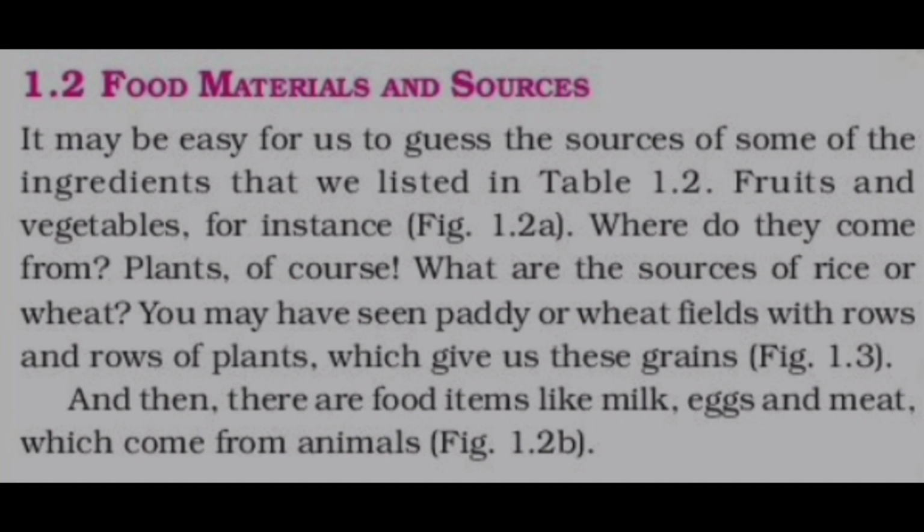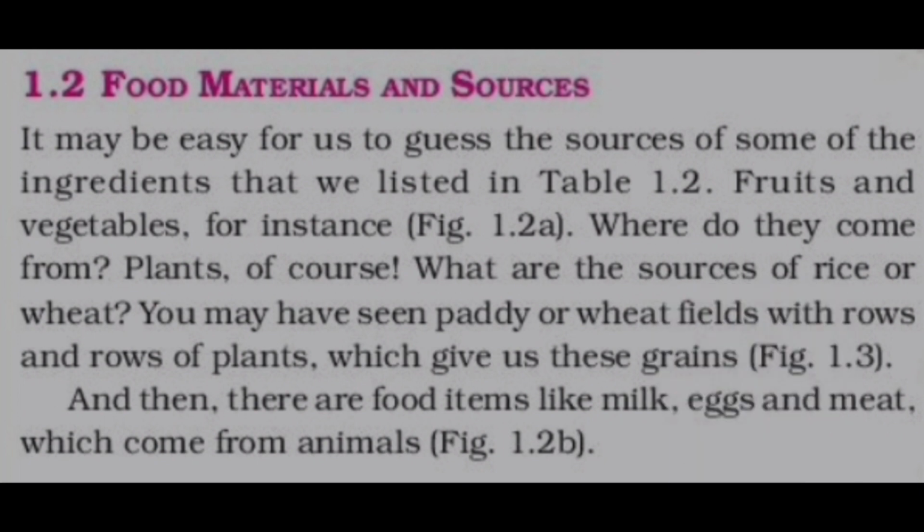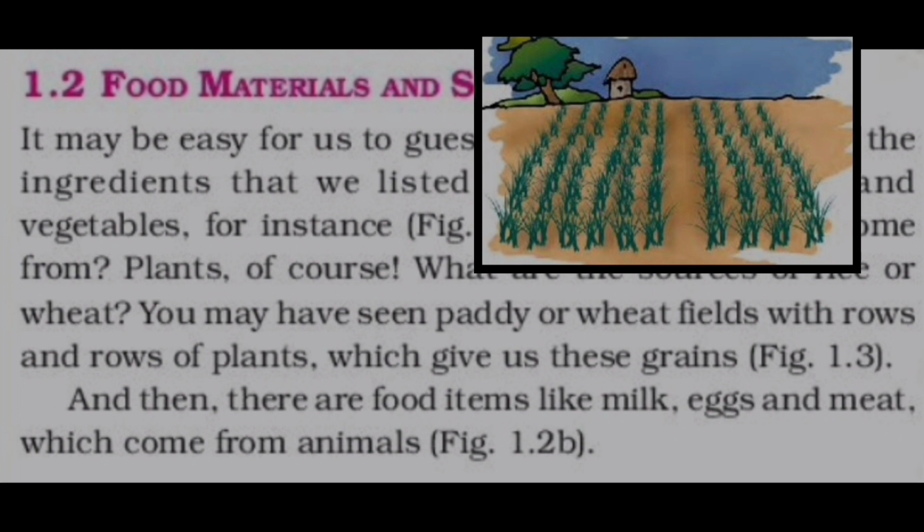Now every kind of food we cook has ingredients, and all these ingredients come from some other sources, like some come from plants while some come from animals. Food materials and sources. It may be easy for us to guess the sources of some of the ingredients that we listed in table 1.2. Fruits and vegetables, for instance. Where do they come from? Plants, of course. What are the sources of rice or wheat? You may have seen paddy or wheat fields with rows and rows of plants, which give us these grains.